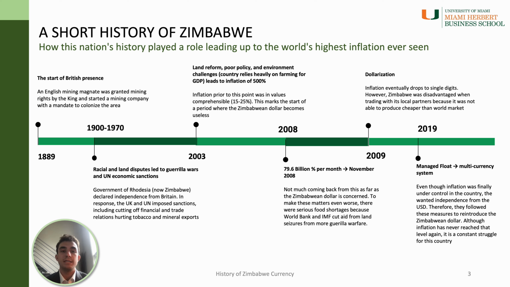However, Zimbabwe was certainly disadvantaged when trading with local partners because it was not able to produce cheaper for the world market. So this eventually led, 10 years later, to implementing the managed float or multi-currency system. Even though inflation was finally under control due to dollarization, they definitely wanted independence from the US dollar so that they could get this benefit when trading with their local currency with local partners. This is why they chose the managed float. However, due to the structure and the different policy decisions for this country, the inflation story has always been a struggle.